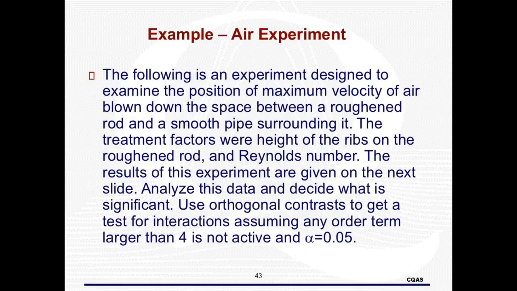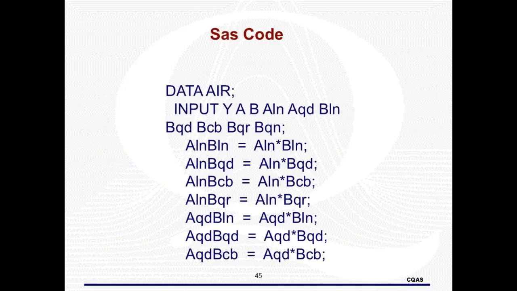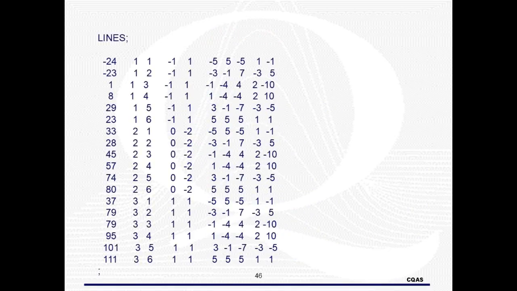Here is an example where we will assume that any order term larger than 4 is inert. Here are the results. Here is the data step in SAS. Notice that we set the main effect terms and use them to calculate the interaction terms. Here is the line statement that gets the data in. Notice that we include the contrast coefficients for the main effects.